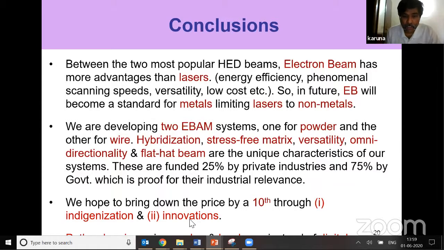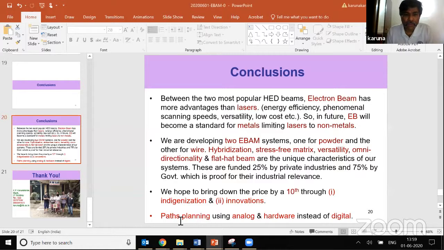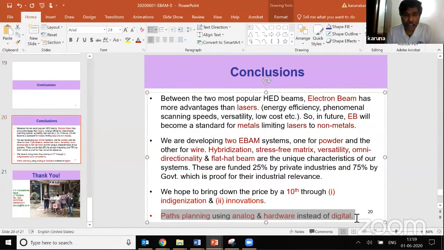And if you add your own innovations, Indians are extremely good, they are innovative. So by adding our own innovations, we will be able to bypass any of the IP related issues and we can bring down the price subsequently. We have already demonstrated it on a sand 3D printer. We have developed a sand 3D printer using a similar model with a laser-based system. There, we have proved that we are able to bring down the price by a tenth through these two approaches of indigenization and innovation. We have also done some interesting work on path planning.